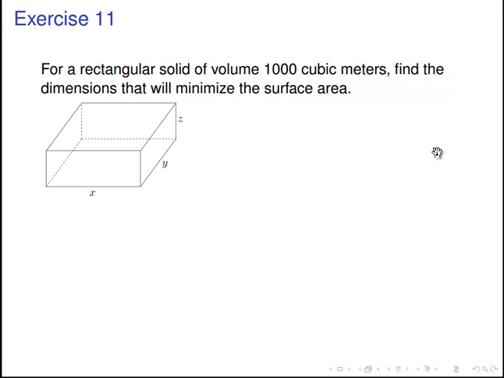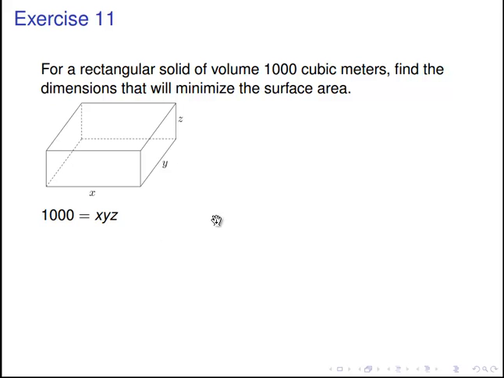So let's set this up by first drawing a picture. This will be our rectangular solid, and I've given names to the side lengths: x, y for the bottom of this box, if you like, and z for the height. The problem tells us that the volume is 1,000 cubic meters, and we know that the volume of a box is given by multiplying the base, the width, and the height, so x times y times z. Multiplying these, we get 1,000.